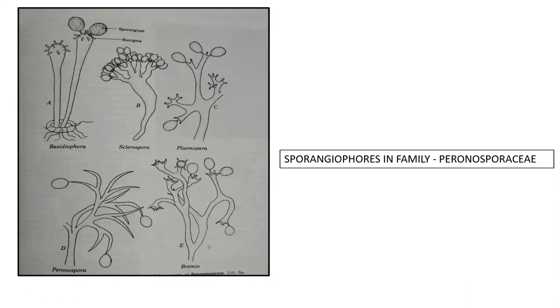So this is a picture that shows you sporangiospores of the Peronosporaceae family, which also comes under the phylum Oomycota.